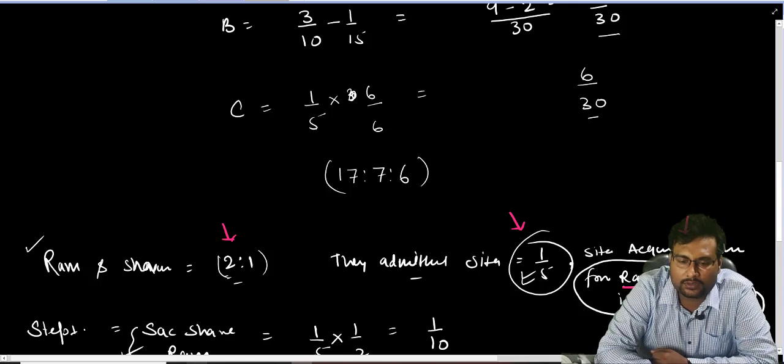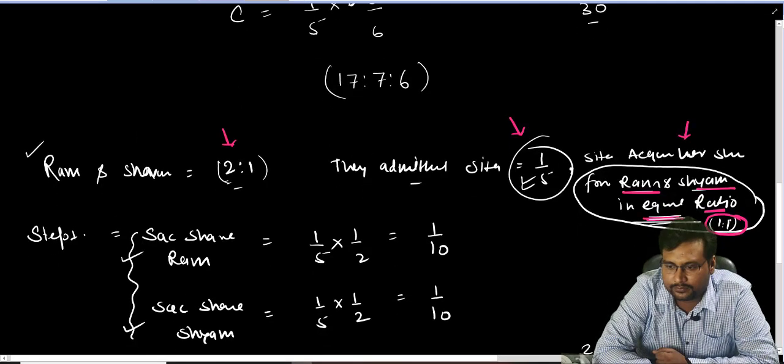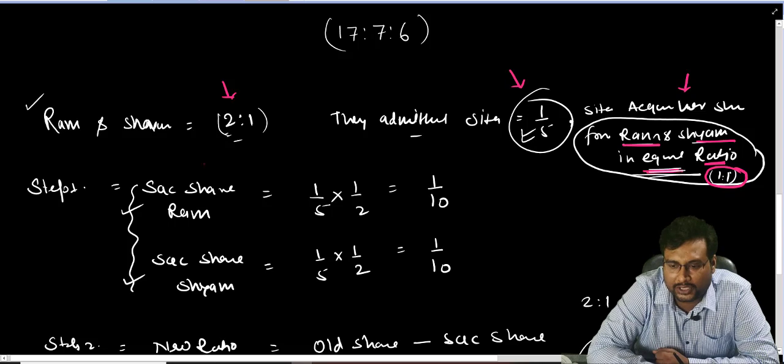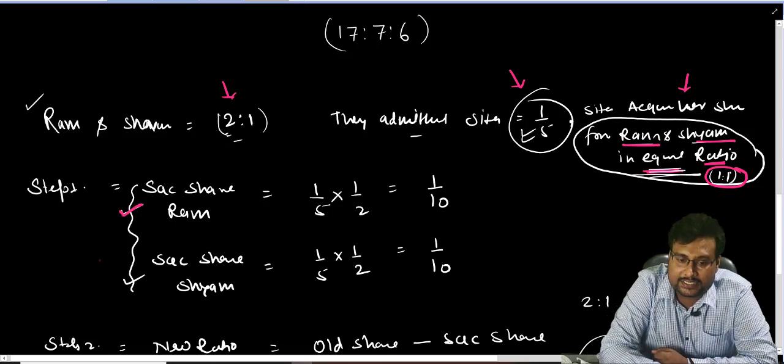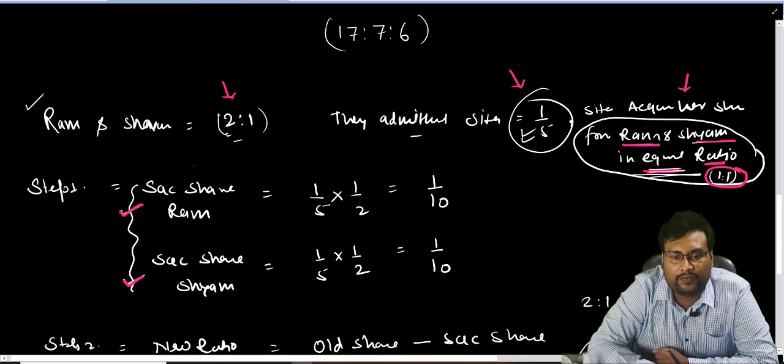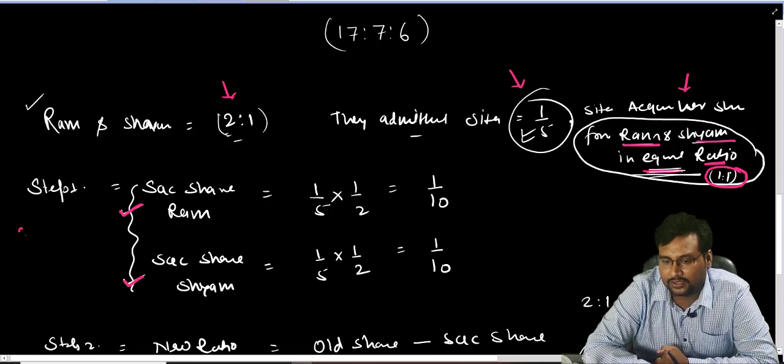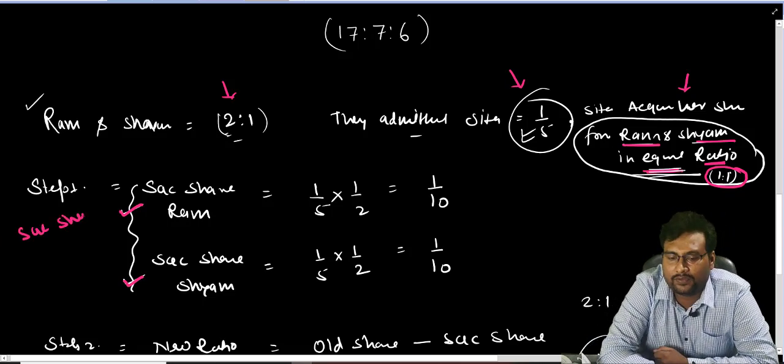So see the solution. So beta, first step is what? That we have to first find out the sacrificing share of Ram and sacrificing share of Shyam, because in this question sacrificing ratio is given. So step 1 is all about finding out the sacrificing share.